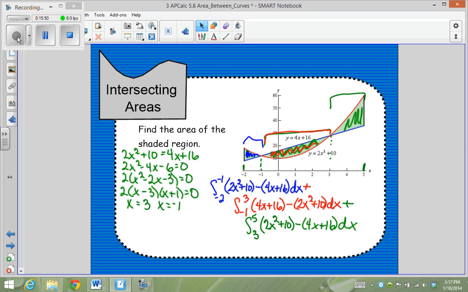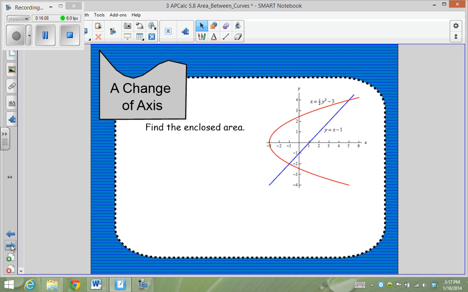When you've got these on a test, you want to be sure you set your functions equal to each other right here so that you can find the intersections and know how to integrate this. Easy, not a tough thing at all. This one we're going to save and do in class because I want to show you how to do it vertically or horizontally and which way is better and how to decide. So we'll work on that one a little bit later.